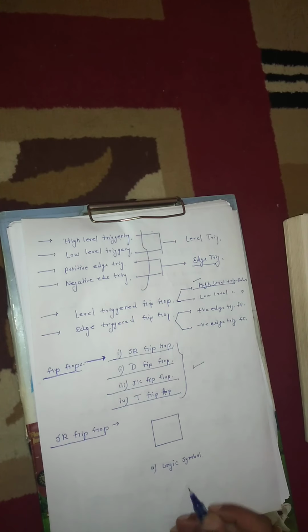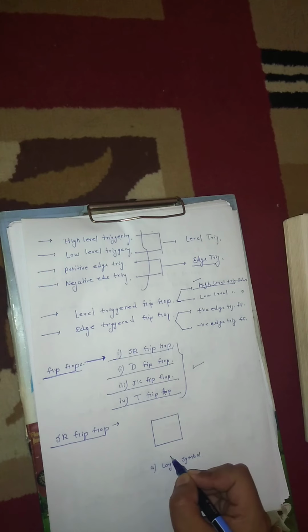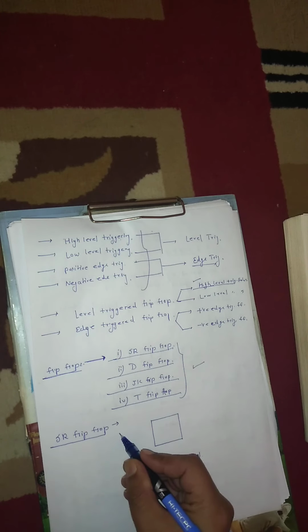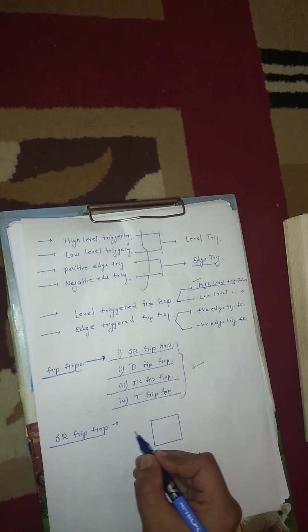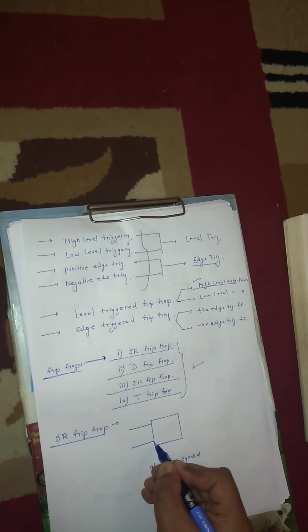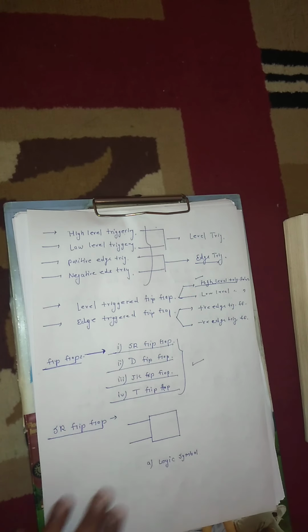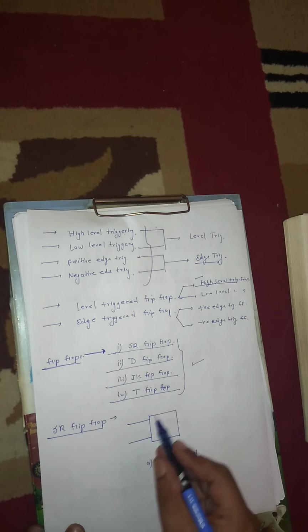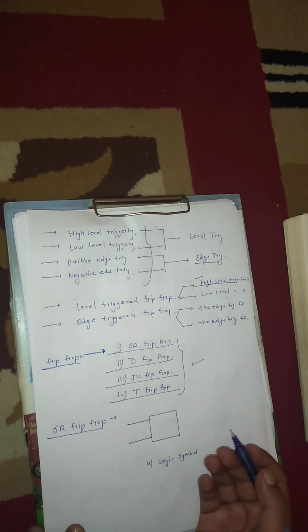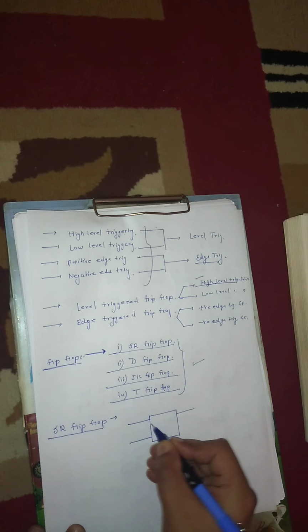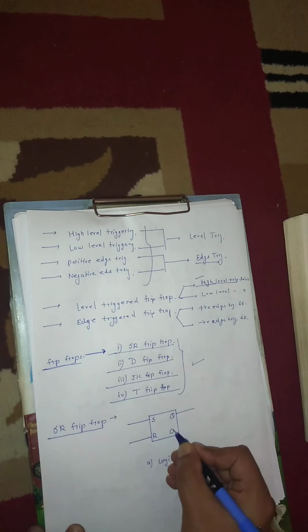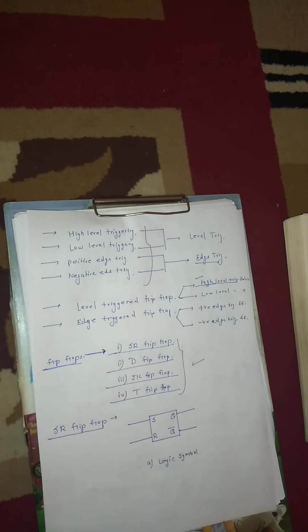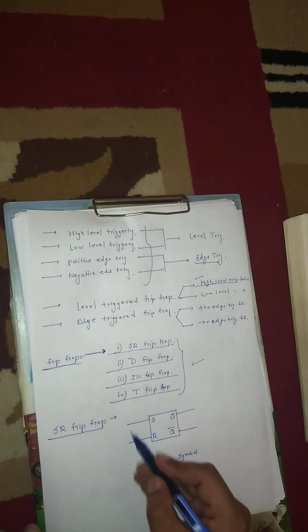In the logic symbol, there is a box in which we first draw the lines for inputs. There are two inputs, S and R, S for set and R for reset. So there are two input lines, representing the inputs S and R. Next, there are two outputs similar to a latch: Q and Q bar. First output is the normal output, second one is the complement output. So there are two inputs and two outputs.